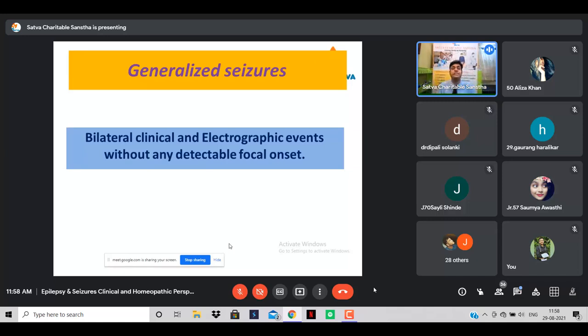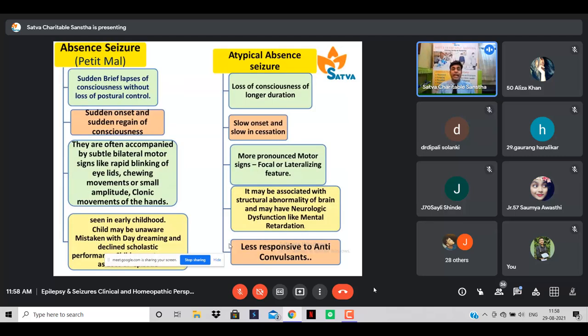So there is a generalized thing which is seen through the cerebral cortex when we do an EEG. The waves are seen from various parts of the brain, and they can be categorized into various categories. One of the categories is petit mal epilepsy. Petit mal epilepsy is a type of generalized seizure, also known as absence seizure. And there is atypical absence seizure. There are two categories: one is absence seizure, which is a petit mal, and the other is an atypical absence seizure.